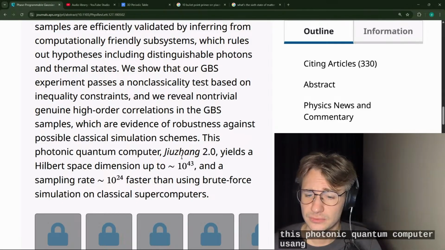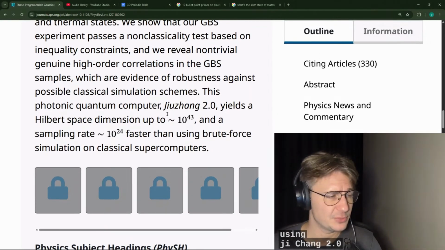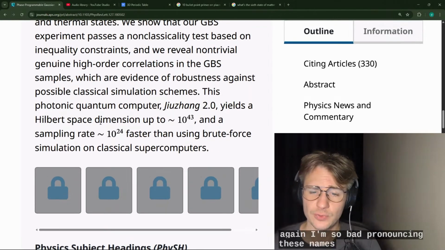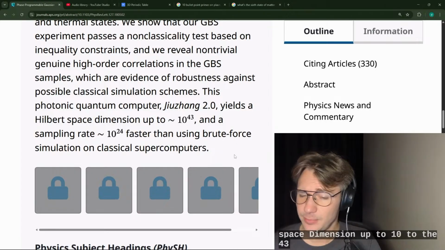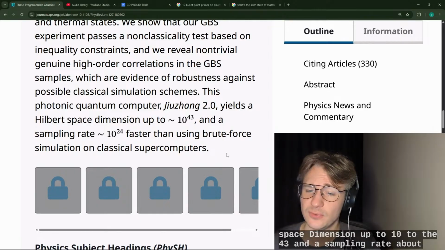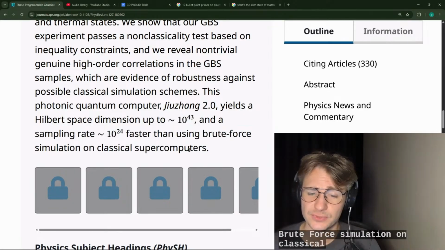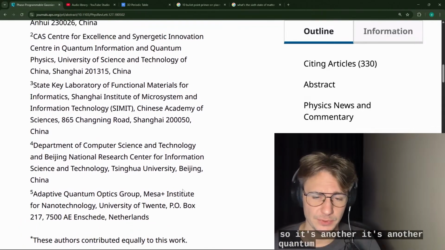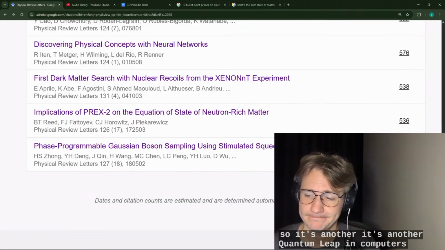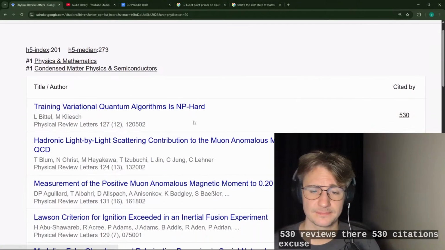This photonic quantum computer, Zhuchongzhi 2.0, again, I'm so bad at pronouncing these names, yields a Hilbert space dimension up to 10 to the 43 and a sampling rate about 10 to the 24 faster than using brute force simulation on classical supercomputers. Wow. So it's another quantum leap in computers. 530 citations there, excuse me.